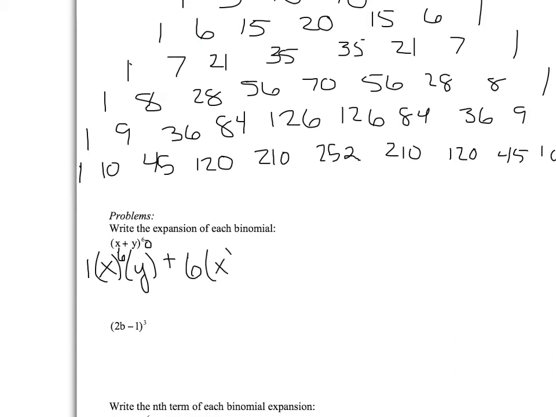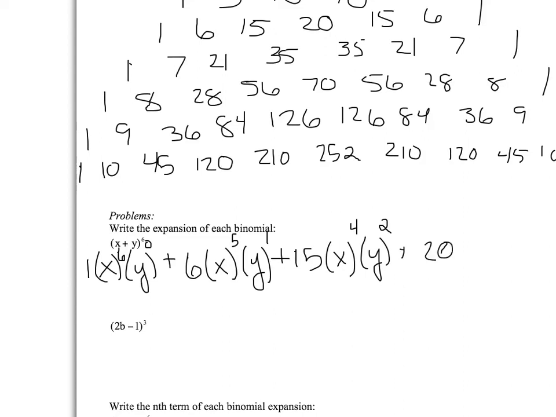Times x, drop 1 on the power, so to the 5th power, times y to the 1st. Plus the next number in the sixth row is 15 times x, drop 1 on the power, 4, times y, add 1 to the power, 2, squared. Plus the next number in the row is 20 times x to the third power, y to the third power.